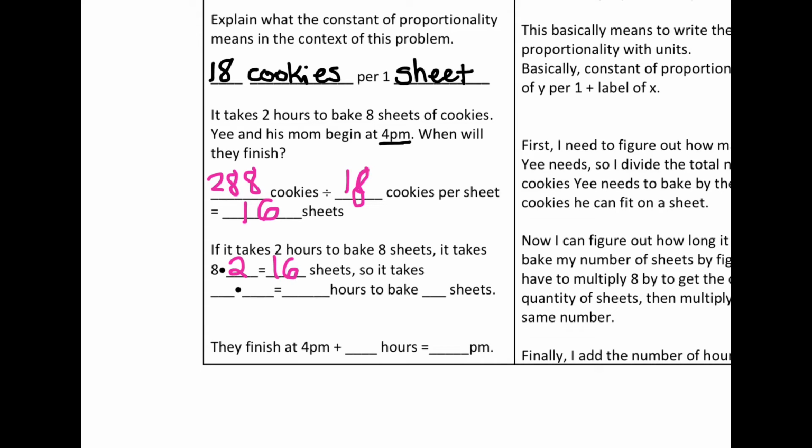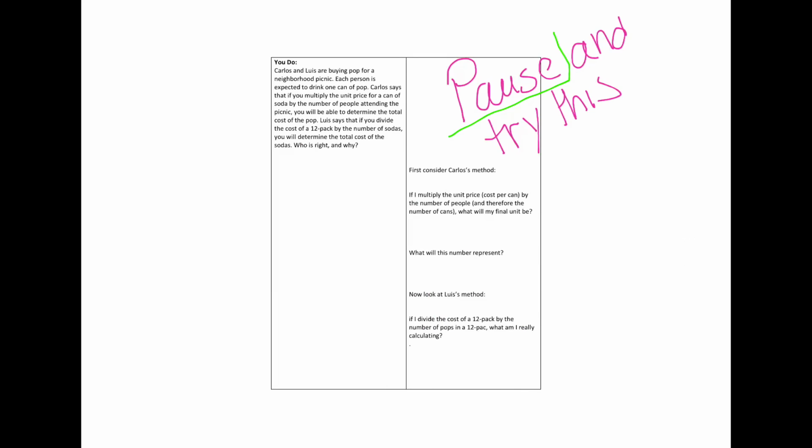So now I look at the number of sheets and the number of hours. I start with 2 hours. Because I multiplied 8 by 2, I have to multiply this 2 by 2. 2 times 2 is 4. It will take me 4 hours to bake 16 sheets. 4 p.m. plus 4 hours gives me 8 p.m. I know they will finish at 8 p.m. Please pause the video and try this on your own.